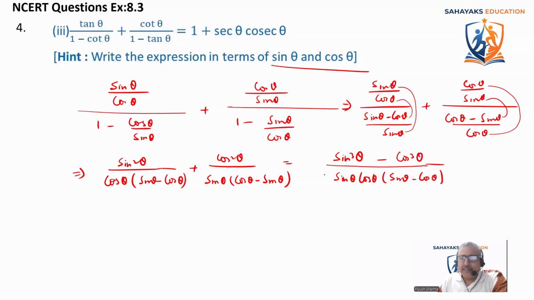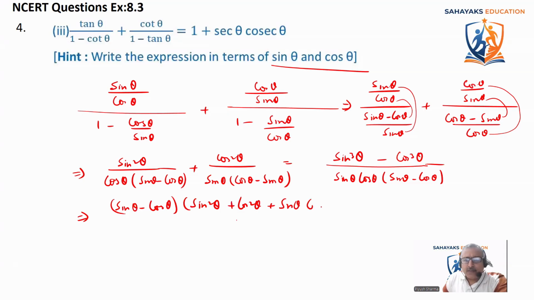Sine cube theta minus cos cube theta. So when it's sine cube theta minus cos cube theta, this is a cube minus b cube. So a cube minus b cube is (a minus b) into (a square plus b square plus ab). So we'll write it as (sine theta minus cos theta) into (sine square theta plus cos square theta plus sine theta cos theta) divided by sine theta cos theta into (sine theta minus cos theta).